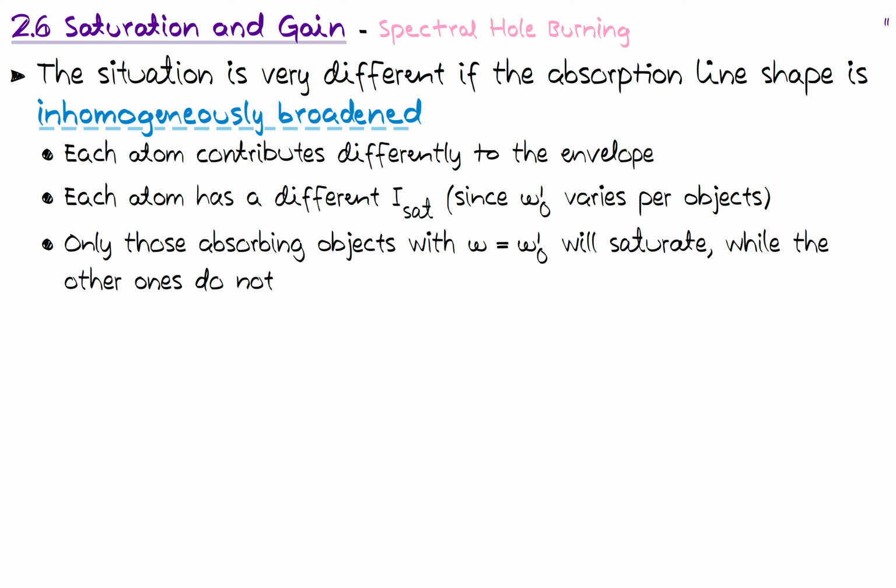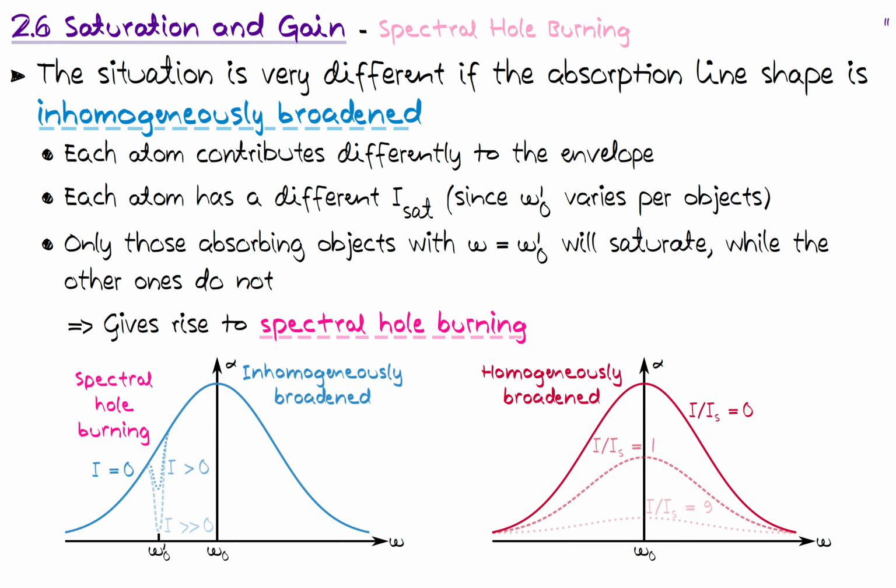And this is really fundamentally different from the case of homogeneous broadening, and this gives rise to a phenomenon known as spectral hole burning. This is actually extremely important in terms of real practical lasers. I'm trying to clarify this further with this picture because this is a really important situation to understand, and a really important piece of physics to understand when understanding lasers.